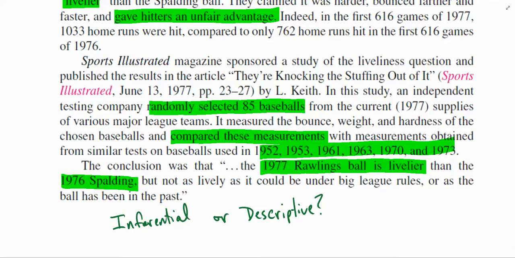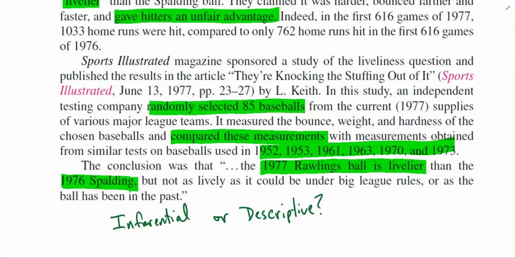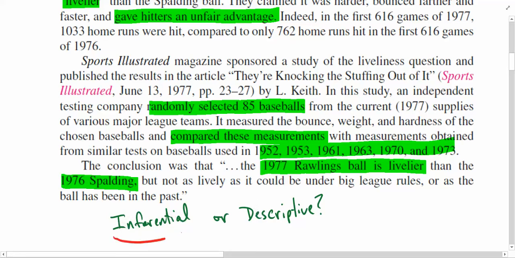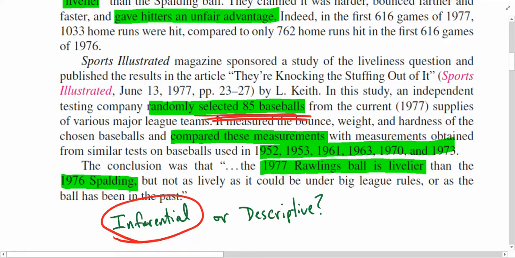So having read all of that, our question still comes back to this, whether this study was an inferential study or a descriptive study. And in this case, we would answer that this is an inferential study because the testing company selected only 85 baseballs to look at, and it made a conclusion about all of the baseballs that were used in 1977. Again, we took a sample and we tried making a conclusion from that sample.